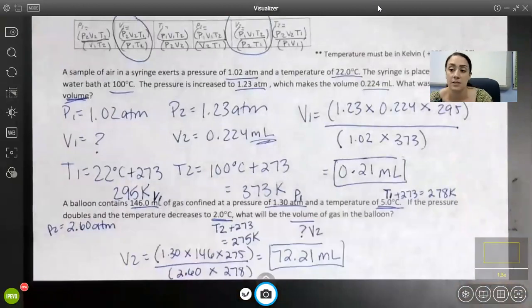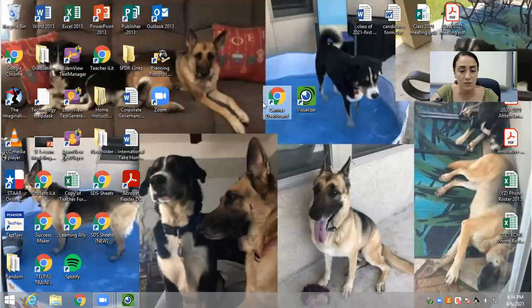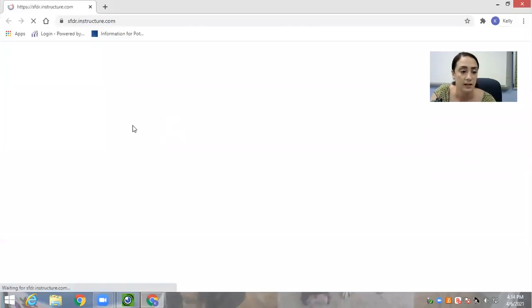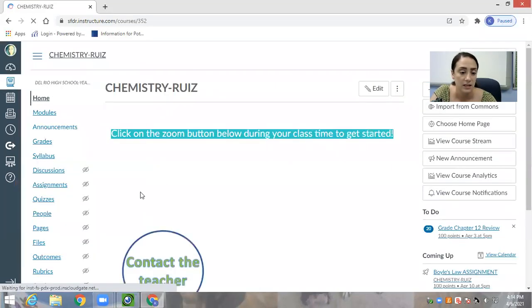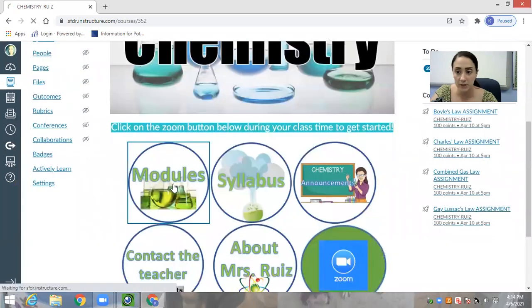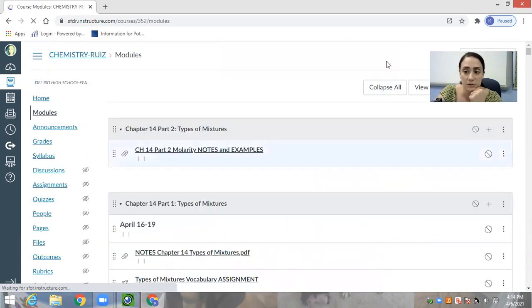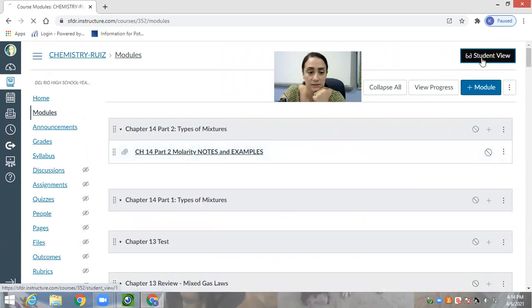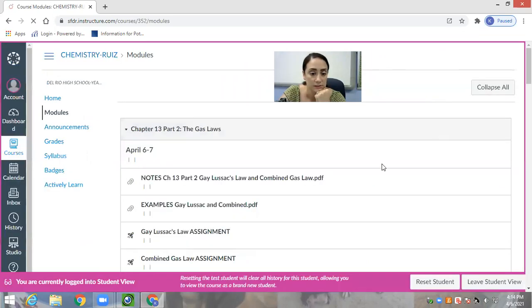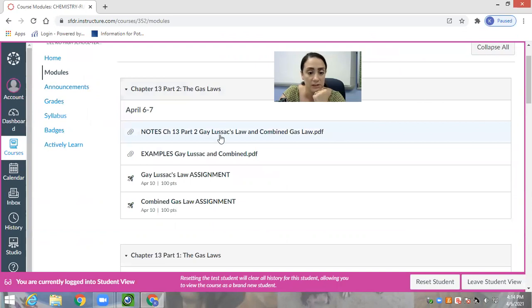Okay, so these examples are posted on your module. So if you go to your Canvas and go under your modules, you're going to see the PowerPoint notes. So you can go look through the PowerPoint notes. There's more examples there. And then you can also see these examples that I just did. Okay, so here's the PowerPoint notes. Here are the examples that we went over.